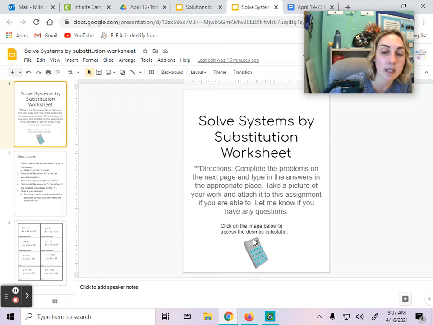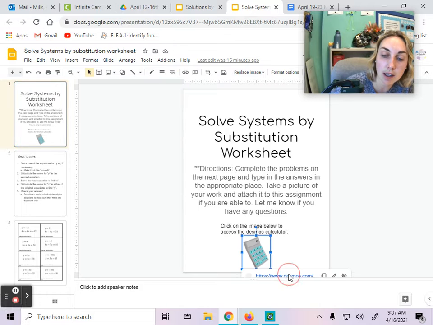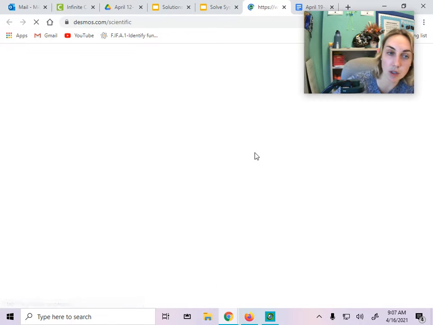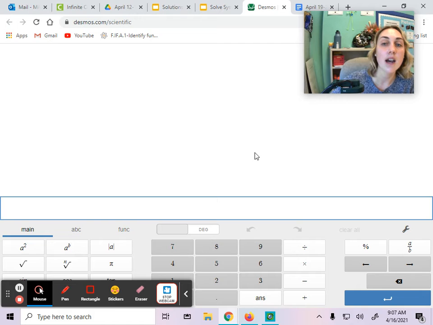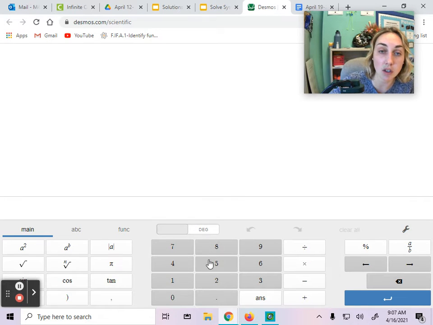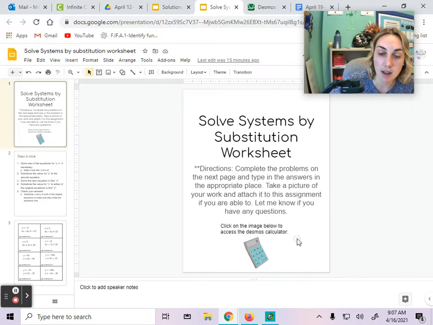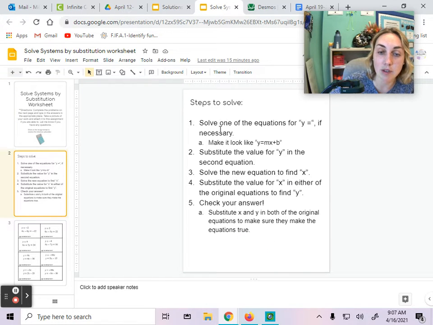First thing I added was right here. On this picture, if you click on it, it gives you access to the calculator that I want you all to start using if you haven't already. This is the calculator you'll be using on K-Prep, so it's good to go ahead and start getting used to it. Another thing, I have the directions here, and then on the second slide, I added the steps to solving.